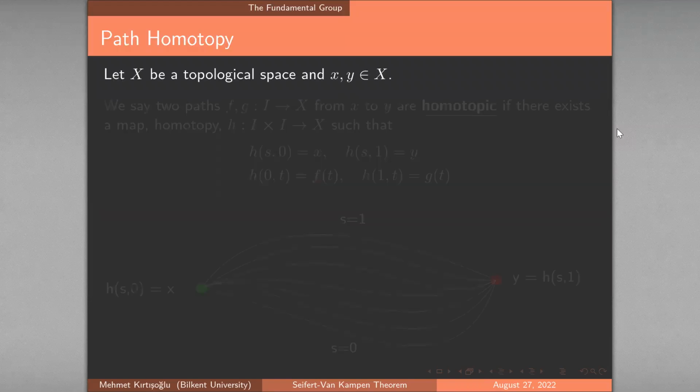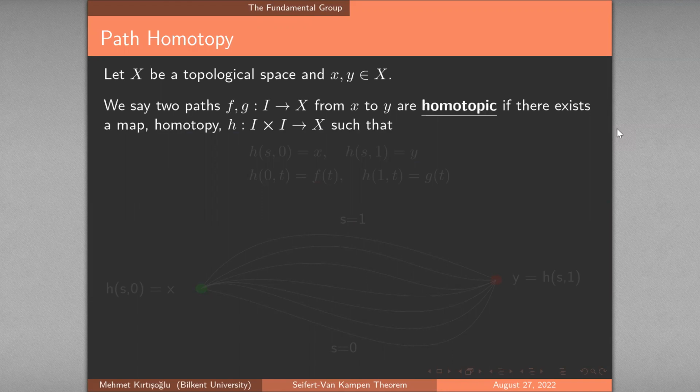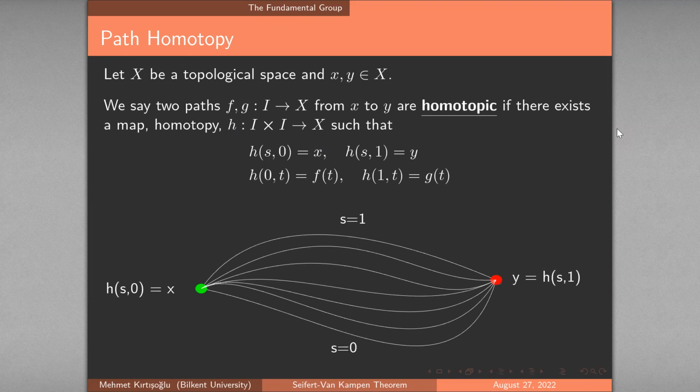Okay, let's start defining the fundamental group. Let me first of all say what path homotopy is. Let X be a topological space and x, y in X. We say two paths are homotopic. Let's say this is f and this is g. We say they are homotopic if we deform f continuously to g, and all of the paths have the same end and starting points.